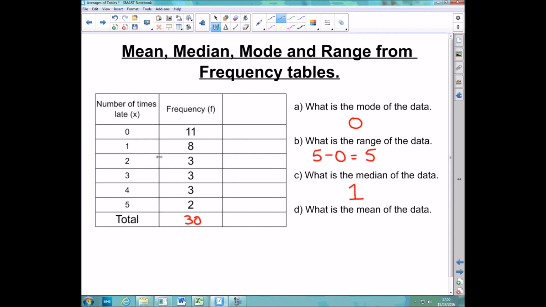Now, this next column is going to be the first column, which I've called X, multiplied by the second column, which I've called F for frequency. So I'm going to do 0 times 11. So out of the 11 people that were late 0 times, if I add up all those zeros, I get 0. So there are 8 people that were late once, so adding all of those ones up, I will get 8. There are 3 people that were late twice, so adding all of those 2's up, I would get 6. And I'm going to keep going, timesing my numbers of lates by my frequency.